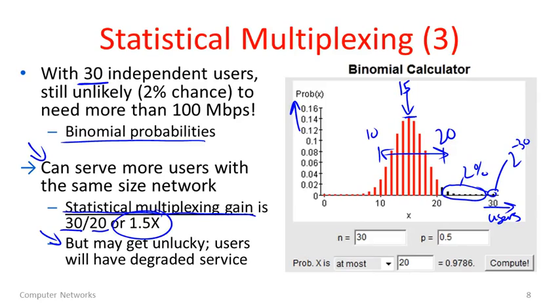Now here, if we get unlucky and more than 20 users want to use the network, maybe the users will have slightly degraded service and they'll get 4 megabits per second instead of 5. And this might be okay sometimes. So you can see the attraction of this idea that statistical multiplexing and this resource sharing is important in the design of networks to make them cost effective, even though my example is a little simplistic.